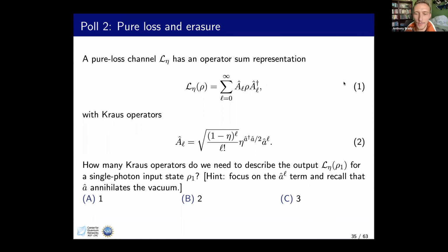There's a question: you're considering shot and squeezed noise as separate. I'm not sure what that means.